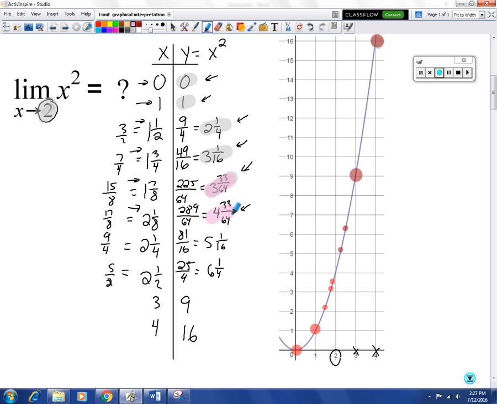Okay, all right, so 3 and 33/64 and 4 and 33/64. If we kind of look at those trends, we think the limit might be 4. Okay, and it actually is 4. It actually is 4. Okay, and I'll show you at the end why it really is 4. Let's try another example.